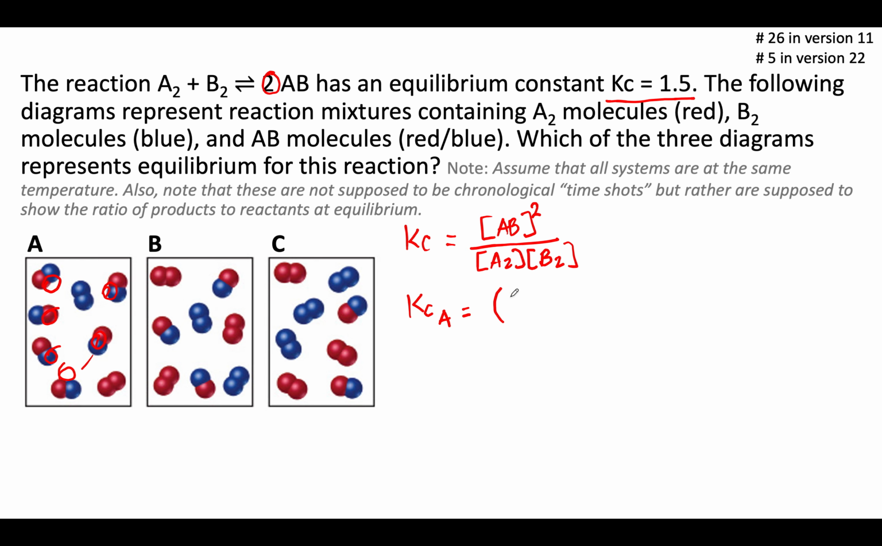Sorry, I'm not very good with this mouse. So this is a 6, and that 6 gets squared. Now we're going to divide it by the number of A2 molecules. In this case, we have 1 and 1. Therefore, we have a value of 36 here.